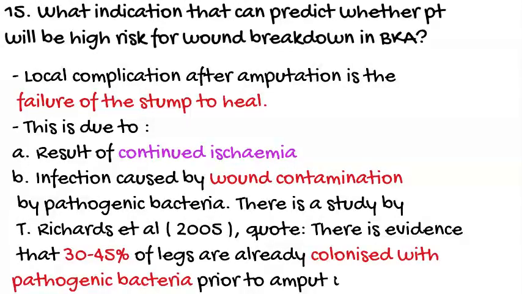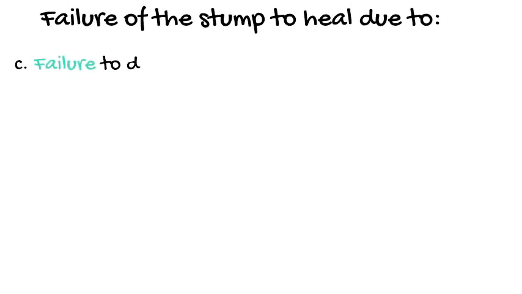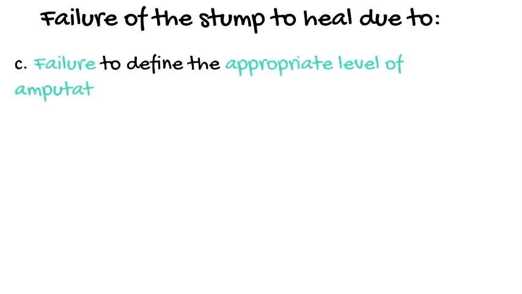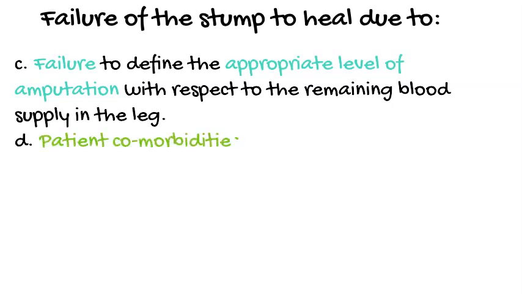bacteria. There is a study by T. Richards et al. in 2005, and I quote, "There is evidence that 30 to 40% of the legs are already colonized with pathogenic bacteria prior to amputation." Another factor for failure of the stump to heal is due to C. Failure to define the appropriate level of amputation with respect to the remaining blood supply in the leg.